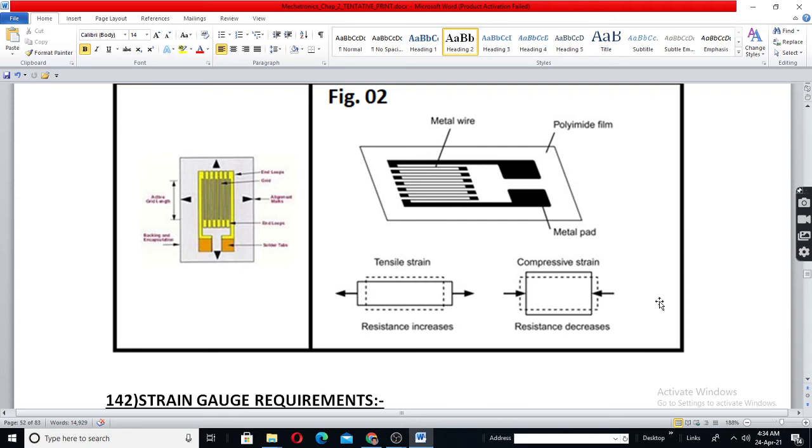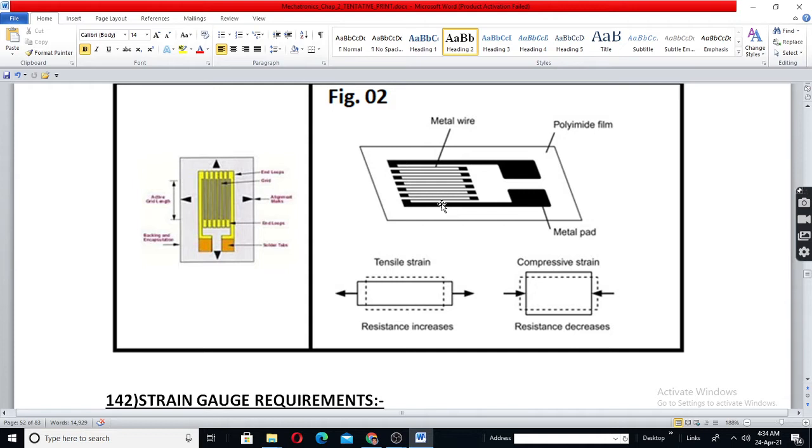When we apply compressive stress in this direction, like this, force from right to left and from left to right, you will get compressive deformation and hence compressive strain. So resistance will decrease, because when you apply compressive stress, the length will decrease and there is a slight increase in area also.